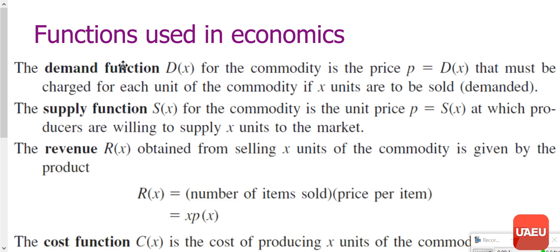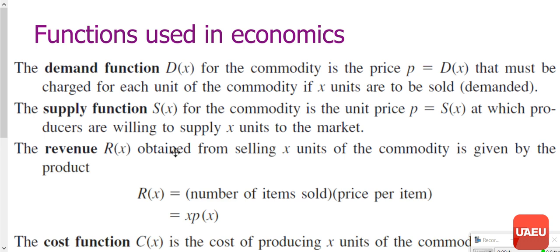The first one is the demand function, d of x. For the commodity, this is the price, P, equal to d of x that must be charged for each unit of the commodity if x units are to be sold or demanded. The supply function, S of x, for the commodity is the unit price, P equal to S of x, at which the producers are willing to supply x units to the market.